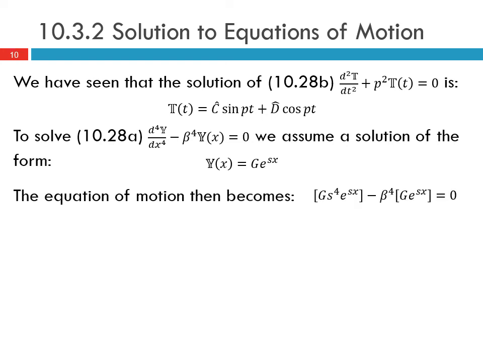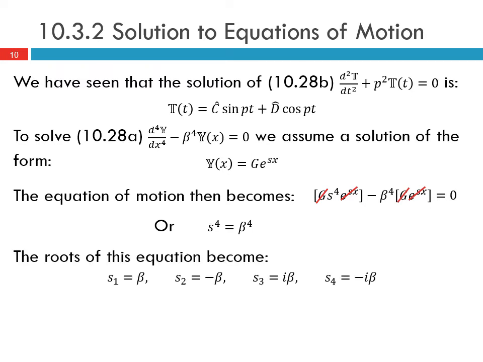So the equation of motion then becomes G s to the fourth e to the sx minus beta to the fourth G e to the sx is equal to 0. We can cancel out the G's and cancel out the e to the exponent sx, and we get s to the fourth is equal to beta to the fourth.